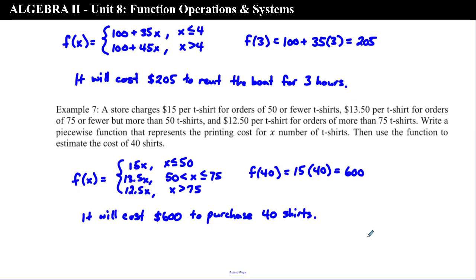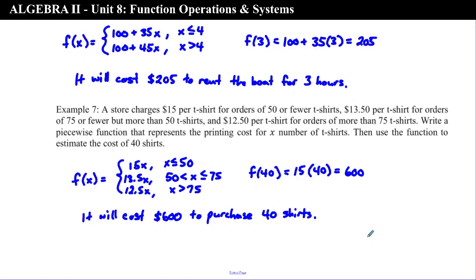Okay, that brings us to the end of this section, this being section 3 of Unit 8. We talked about piecewise functions. We talked about how you can graph a piecewise function, how you can evaluate piecewise functions, how you can determine what the function is by looking at a graph, and we also did some applications.